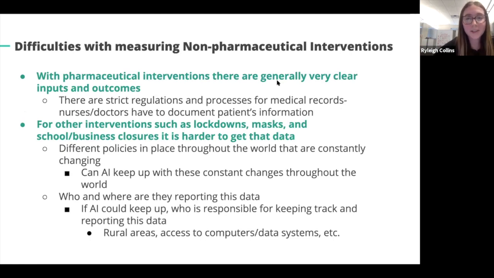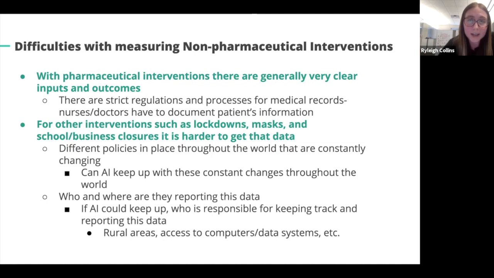So with medical interventions, it's a little bit more straightforward statistics, like the number of people getting vaccines, and then also different medications are pretty regularly documented, like in hospitals and pharmacies. So those records are able to be well managed, but this is a lot harder to do with non-pharmaceutical interventions like masks, the cleaning of public places, because these things are constantly changing and differ so widely across the world.